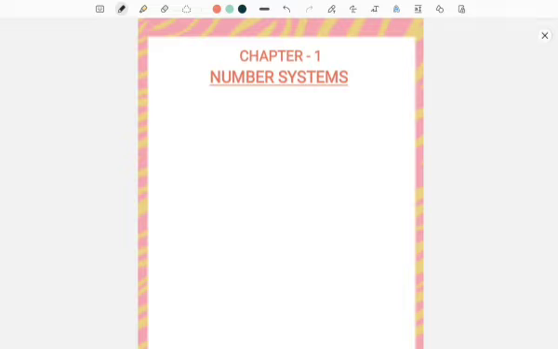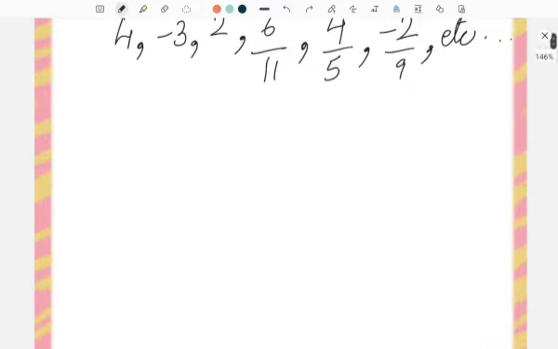All those numbers that you have learned till now are a part of number system. For example, 4, -3, 2, 6 by 11, 4 by 5, -2 by 9, etc. All these numbers are part of number system. अब ये सब numbers बहुत अलग अलग categories के हैं, right? So there is a need to categorize them. Now what are all the categories जिसमें हम इन numbers को categorize करते हैं?